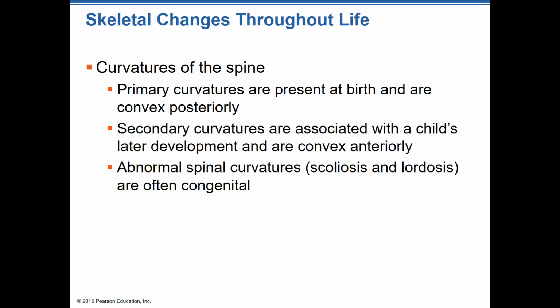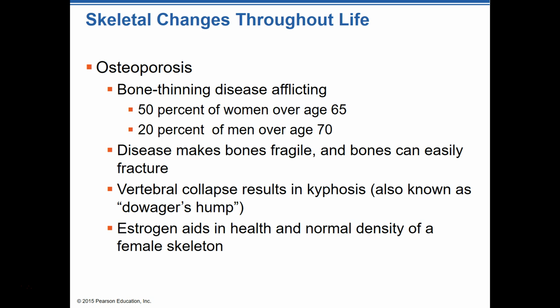Skeletal changes throughout life. The primary curvatures are present at birth. Secondary curvatures occur as we develop, and then we might have some abnormal curvatures that are oftentimes congenital, associated with some sort of a disease that may begin to show up. Osteoporosis is a thinning of bone. It's a disease. Happens in about half the women over age 65 and about 20% of men over age 70. So it does affect men as well. It makes the bones fragile, and they break much more easily.